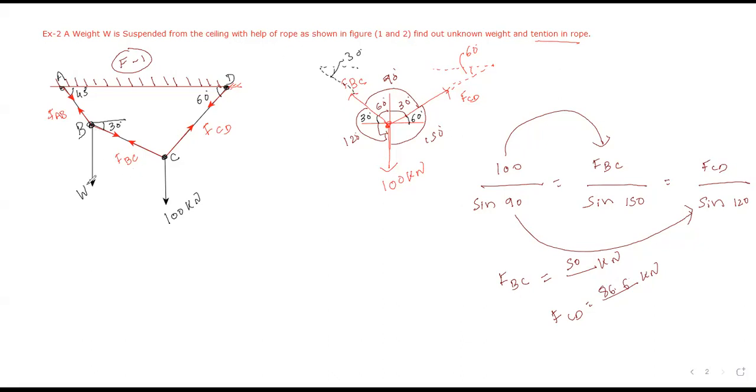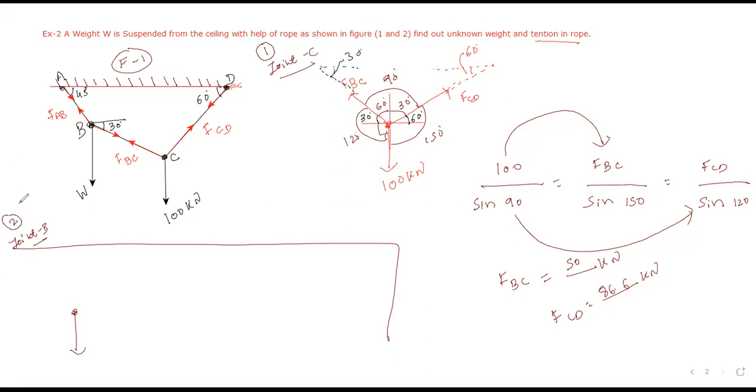Now we actually have to calculate the unknown weight and the tension in the rope. Now we need to calculate W. The question is, why did we not consider joint B first of all? Okay, the answer is here. I consider joint B here. Earlier we considered joint C, now we will consider joint B. This is your part number 1. This is your part number 2.